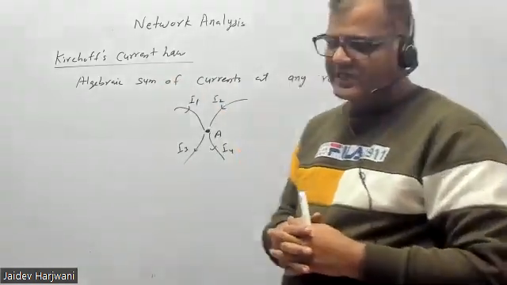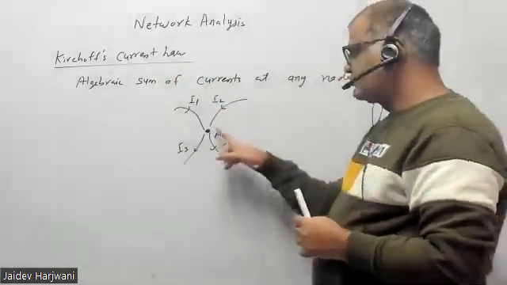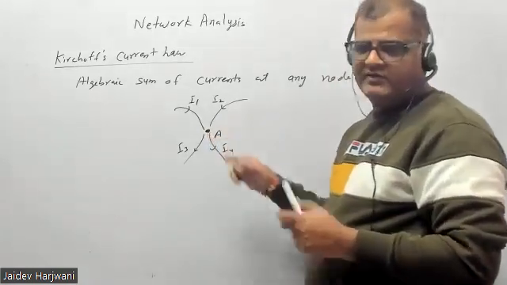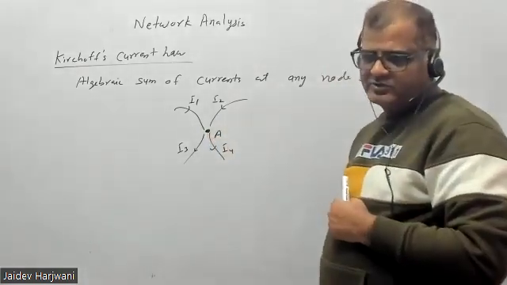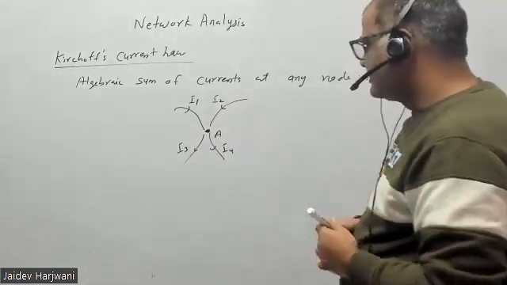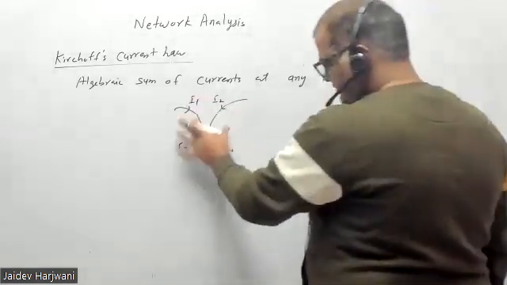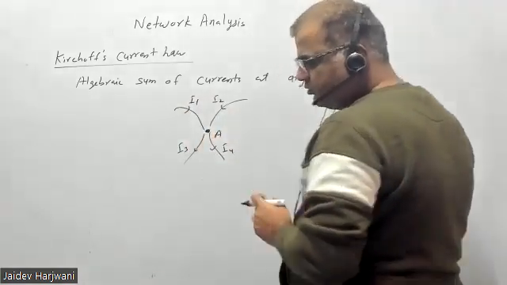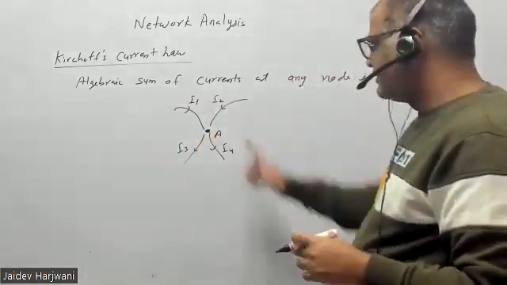This law says charge is conserved because no charge is stopping here, no charge is accumulating while current is moving at any node. So the current which is coming towards the node should go away. So while writing this law, you have to remember, you have to put a sign with each current.